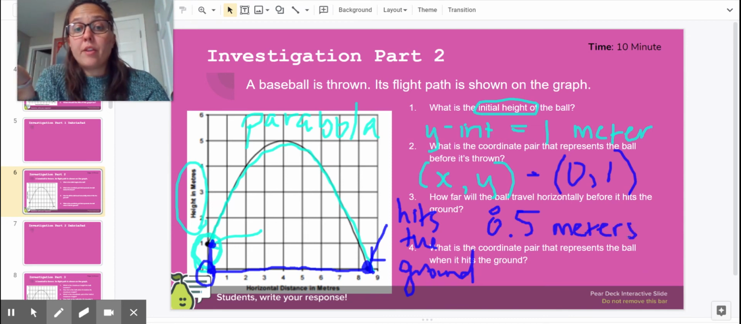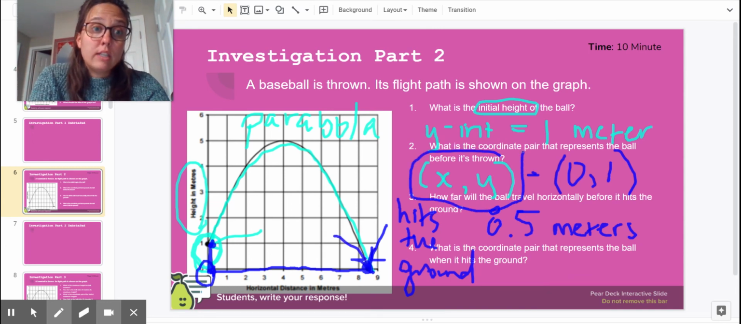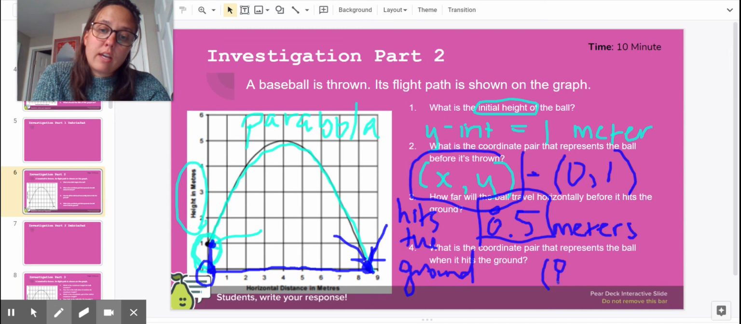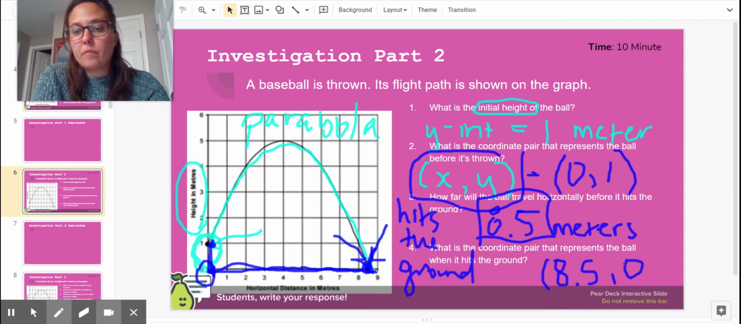What is the coordinate pair that represents the ball when it hits the ground? So again, write this now as a coordinate pair. Well, we know it's x and y, right? Well, our x value we already know is 8.5 meters. And our y value lines up with 0.